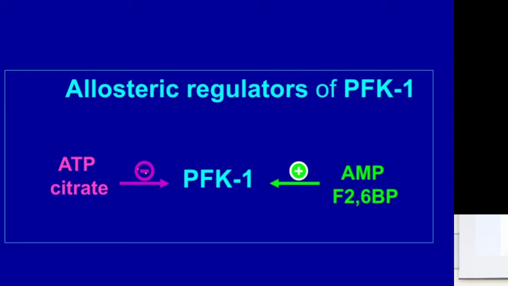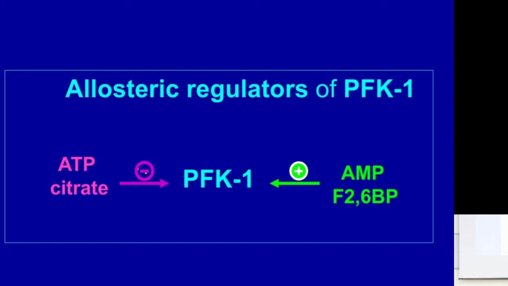The way to think of them, to kind of remember, is ATP is an indicator of a high energy status in the cell. Citrate is also an indicator of a high energy status. So if the cell has plenty of energy in the cytoplasm, it's probably not going to need glycolysis, because the purpose of glycolysis is to produce energy. So that's one way to remember how these work. They're going to inhibit phosphofructokinase-1, PFK1, and slow down glycolysis.